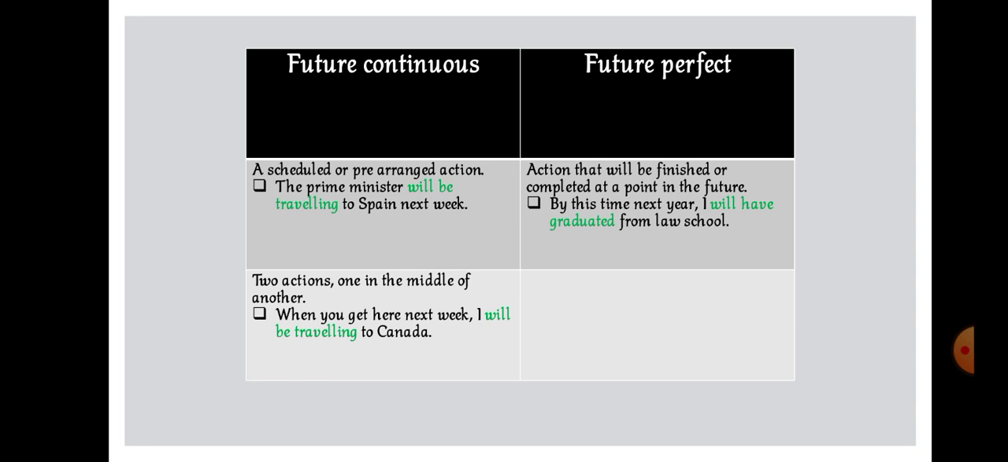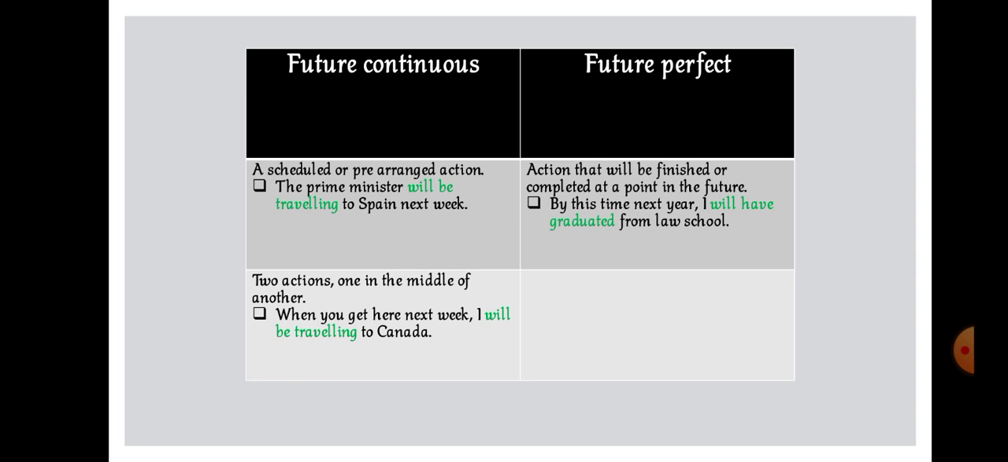So now let's move on to future perfect. How you write future perfect is, first put the heading future perfect in your writing book. Then under that write will plus have plus the past participle of the verb. First you put will, then will plus have plus past participle of the verb. That is how you write and identify future perfect tense, right?